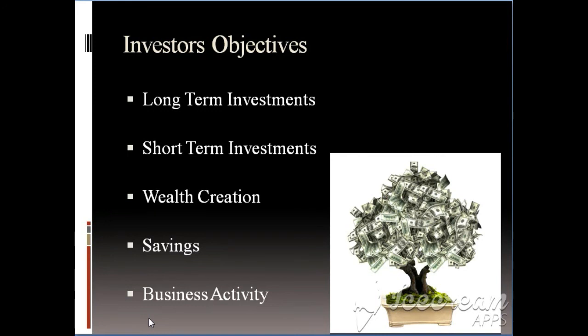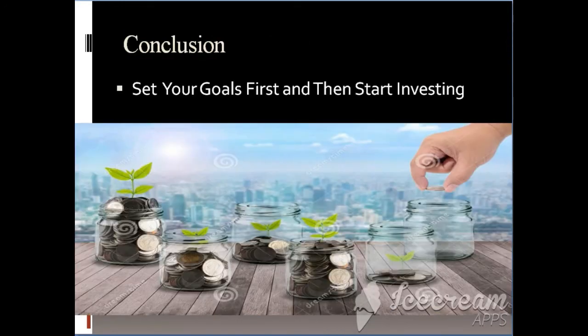Some people want to save money. That's why they are investing in securities markets. And some people do the business activity of trading in securities. Like they want to buy today, sell tomorrow, or buy today and sell today only. This is called a trading activity in the securities market. So different investors have different objectives for investing in securities markets. So select your objective and then invest. At last I can say, first of all, you should set your goal and then start investing. And investing should be wisely decided. We should not make hurry in making decisions.